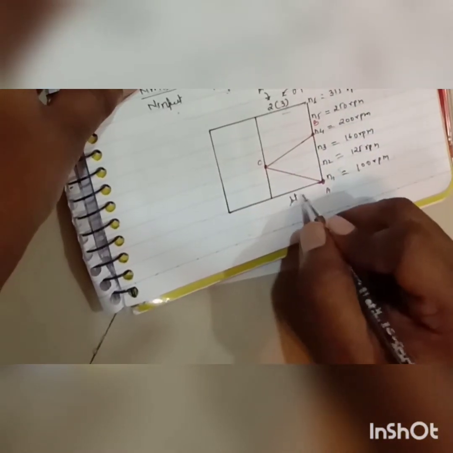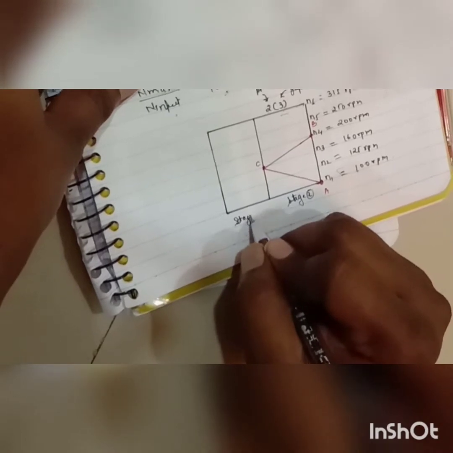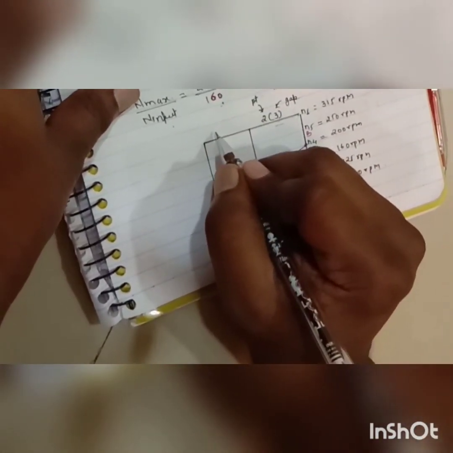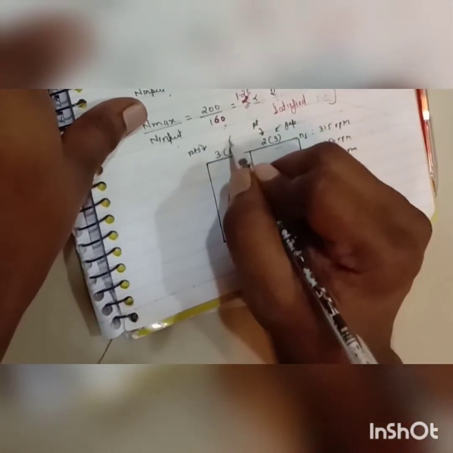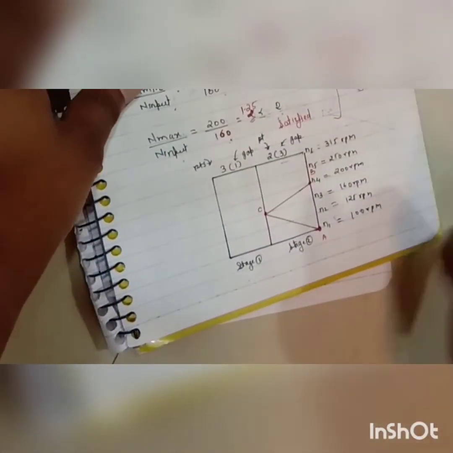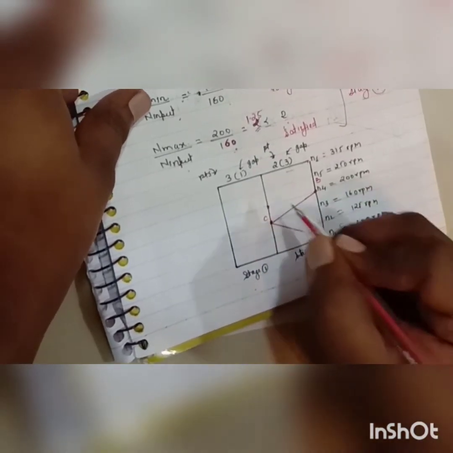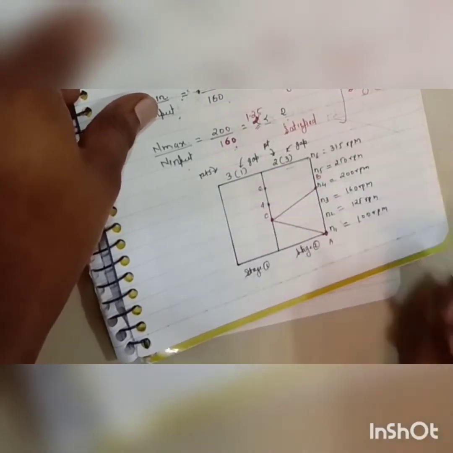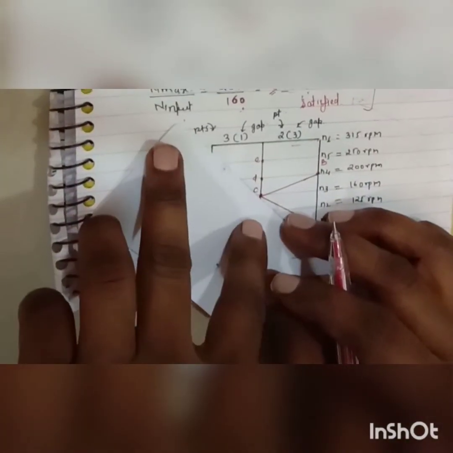This was for stage 2. For stage 1 we know the formula 3 of 1, 3 points and 1 gap. So we will mark these points. Already we have this 1 point, second point with a gap of 1, third point with a gap of 1. So this becomes D and E. Now connecting these points to the motor input.